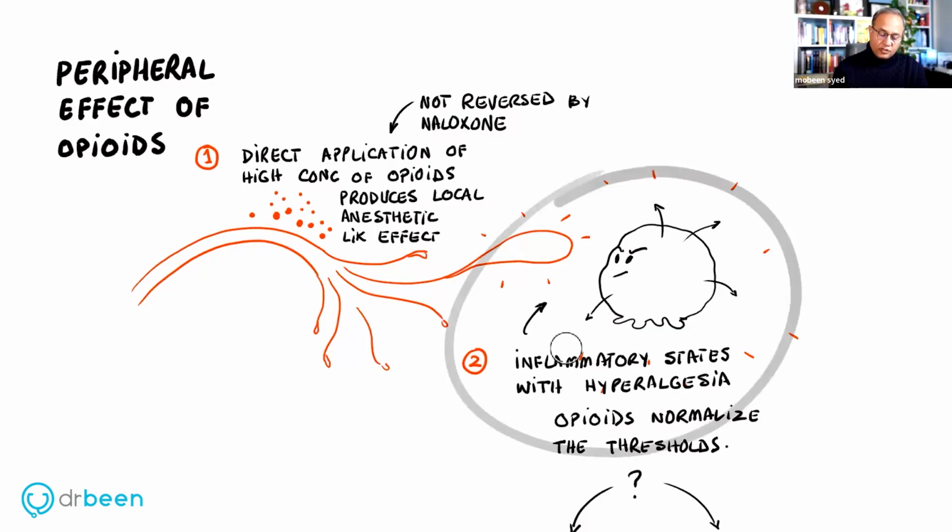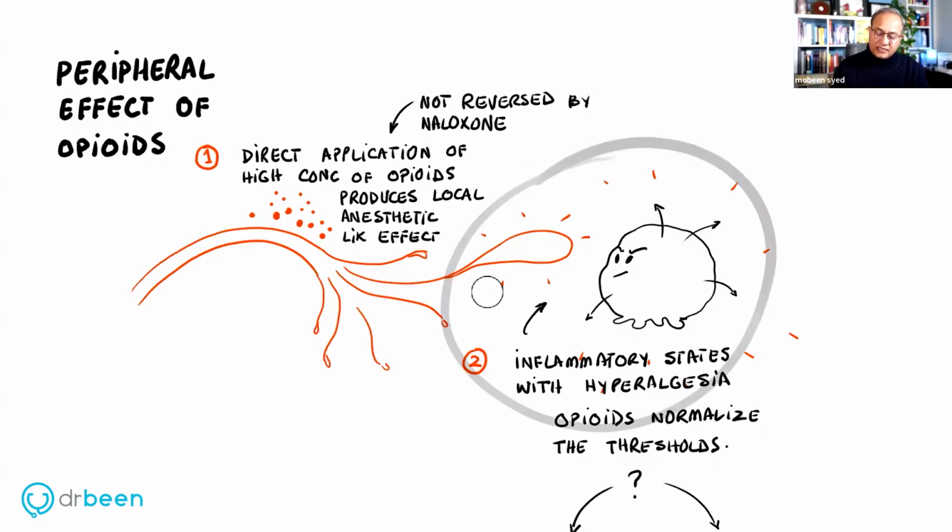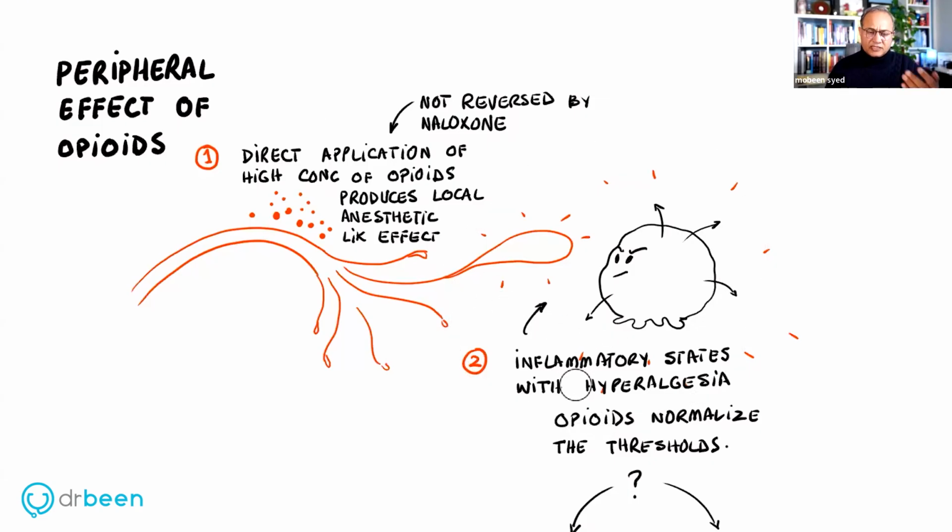Now, the second important area in the peripheral effect of opioids is where there is an active inflammation. So imagine some part of the skin or tissue is injured and there is inflammation and there is pain over there.